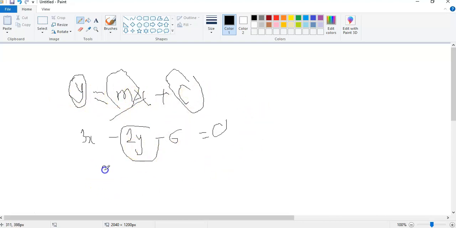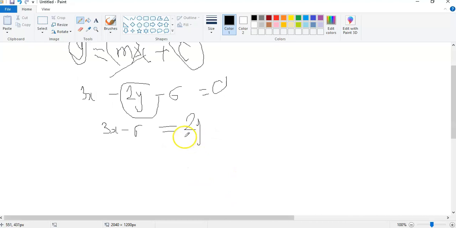We have 3x minus 6 is equal to, this is negative, so when it crosses it's going to be positive, so 2y. Then divide both sides by 2, each of the expressions by 2, so that these 2 can cancel these 2.